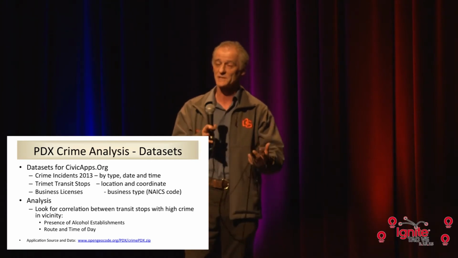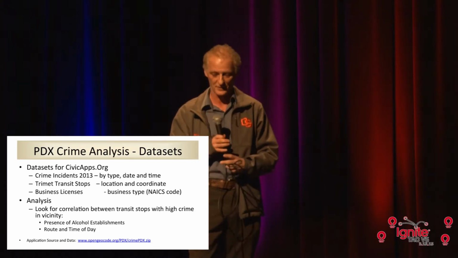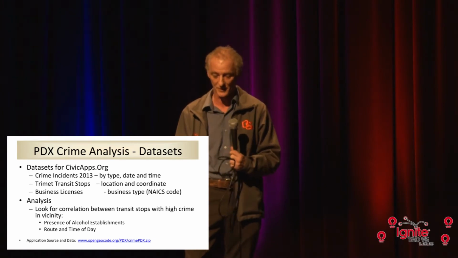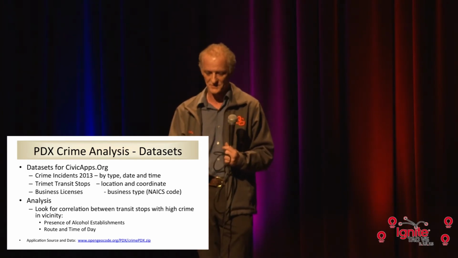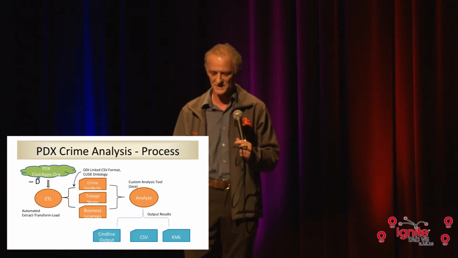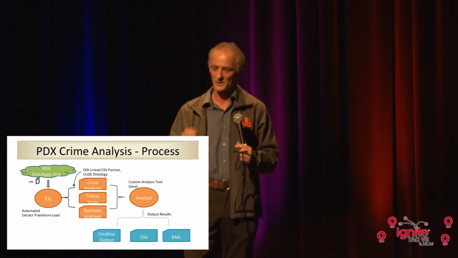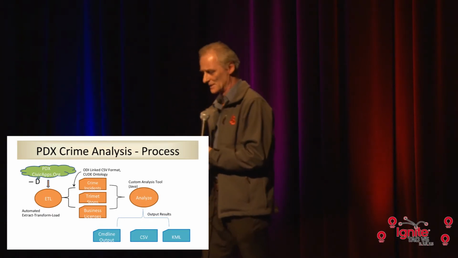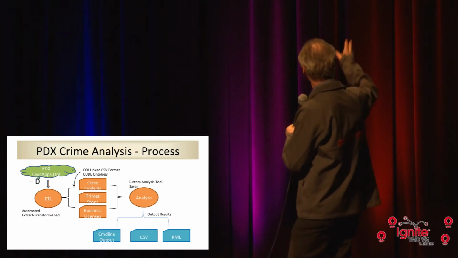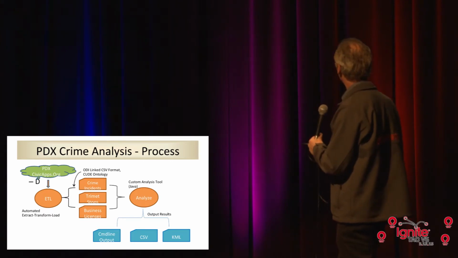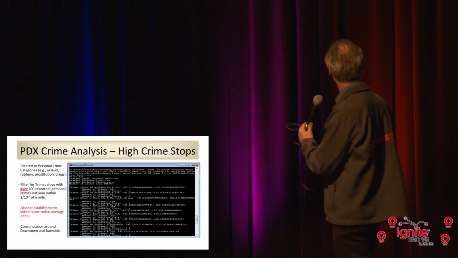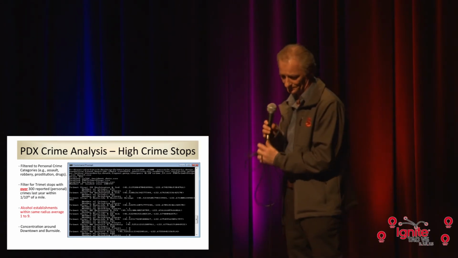But we decided, let's take some of this data, do something with it. And so we decided to do a crime statistics analysis. We looked at the crime data, the transit stops, business licenses, and we wanted to see, was there a correlation between crime around transit stops and alcohol establishments. And this was just the process that we followed here. We pulled it down, we converted the data into a common format, and wrote a program to analyze it.